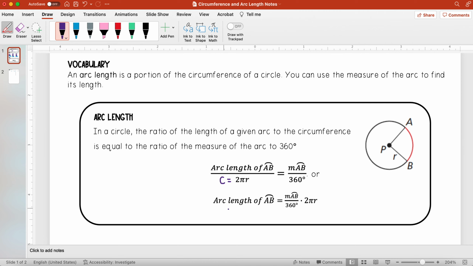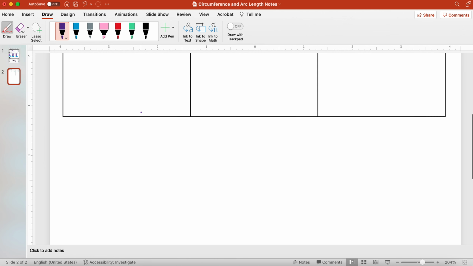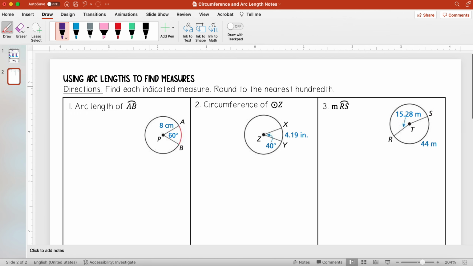Another way you can write that is the same thing, but I just multiply that 2 pi r to the other side. Again, this 2 pi r is the same thing as C. I could also write this as pi times the diameter. So you could replace that with any of those three. Let's go ahead and get some practice with actually finding arc length and using these formulas.